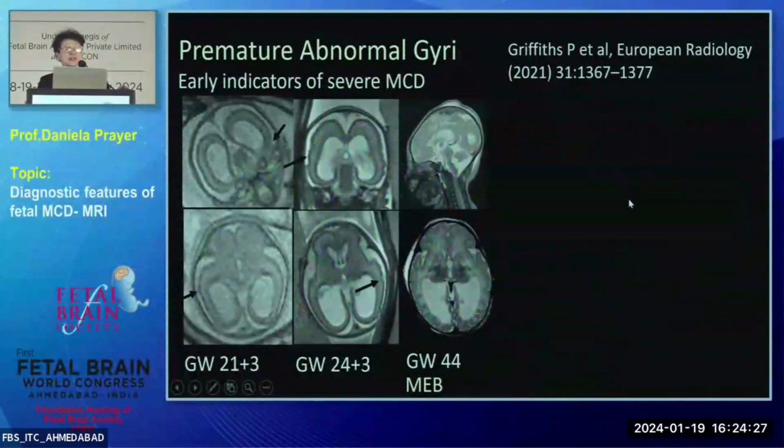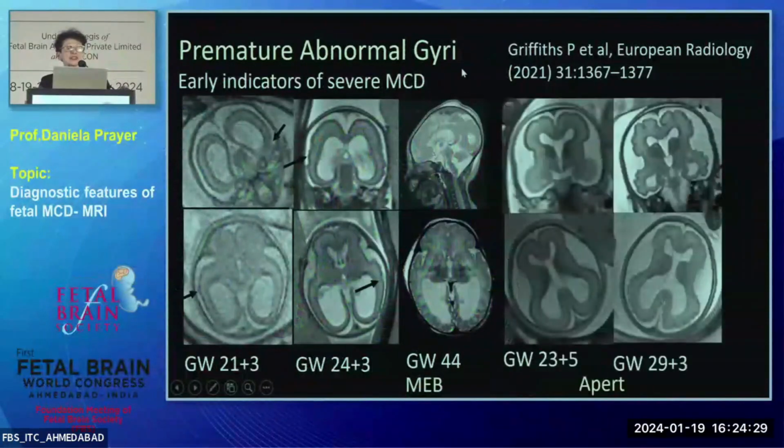As Gustavo already showed, premature abnormal gyri point towards a severe MCD, in this case, a muscle-eye-brain disease that we saw at first in gestational week 22. And if you use Regini's classification, that would be a wart. Is that true? Yes? This on the black side here, and then you see the wavy cortex in gestational week 25. And this is the end stage of muscle-eye-brain disease.